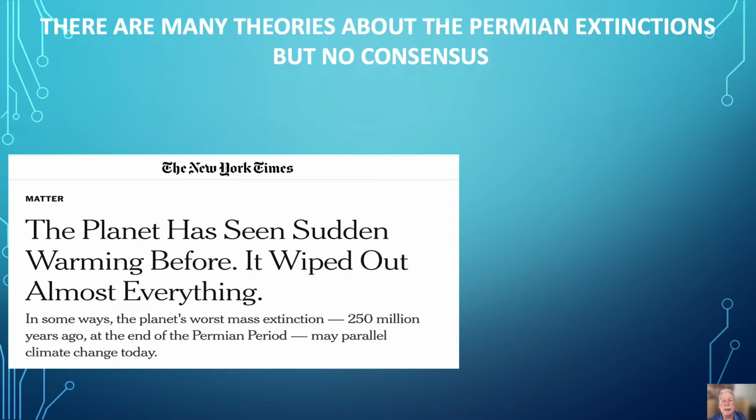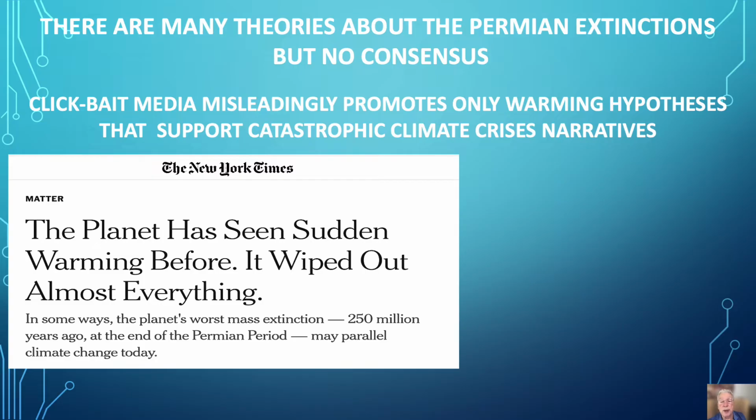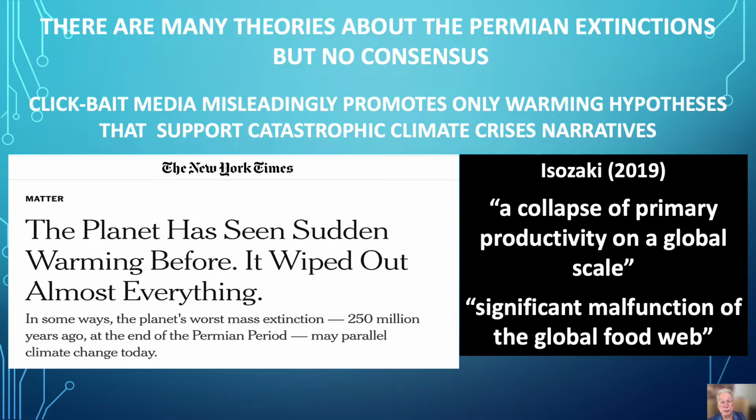There are many competing theories regarding the causes of the massive Permian extinctions, but scientists are nowhere near a consensus. Clickbait media, such as the New York Times, has been obsessed only with theories blaming warming temperatures. They then segue those theories into fearful narratives about extinction threats from modern global warming.